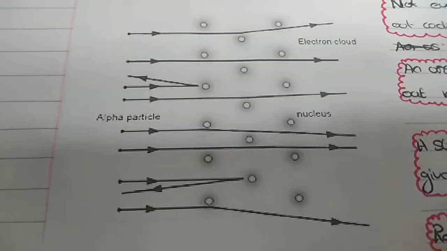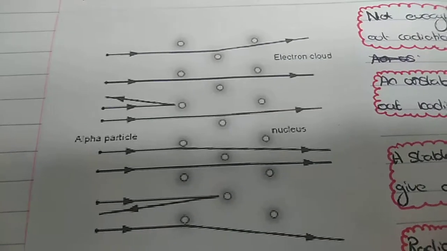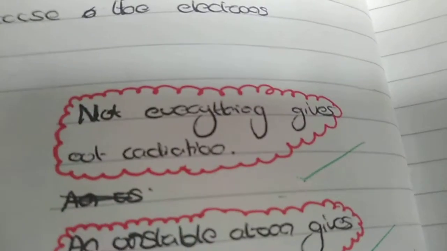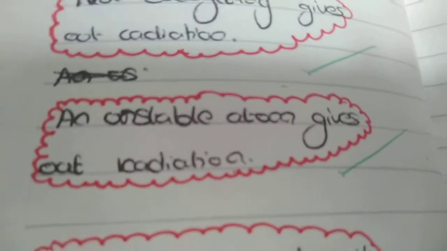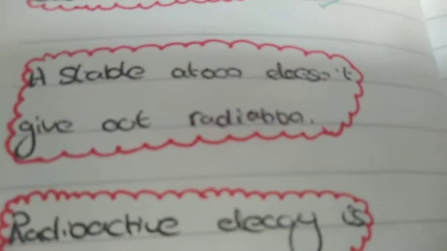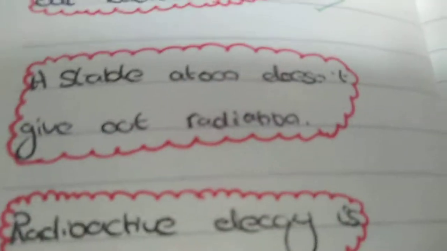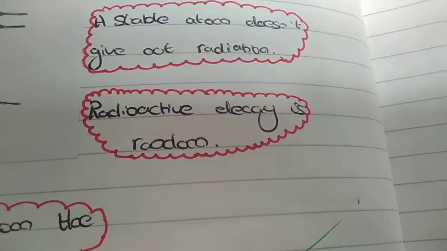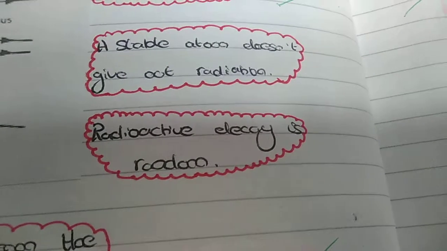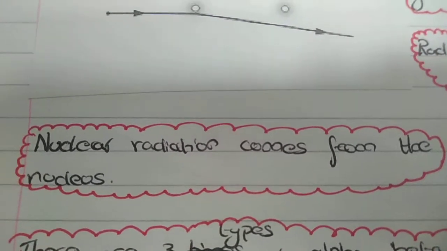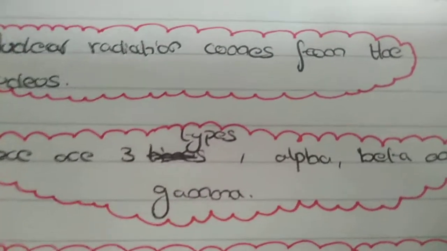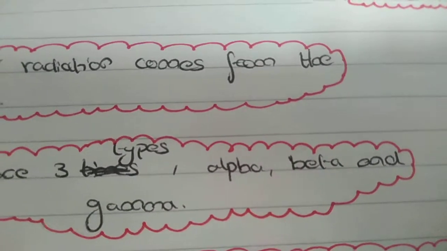Radioactivity. Oh wow, look at this diagram. Not everything gives out radiation. An unstable atom gives out radiation. A stable atom doesn't give out radiation. Radioactive decay is random. Nuclear radiation comes from the nucleus. There are 3 types of radiation: alpha, beta, and gamma.